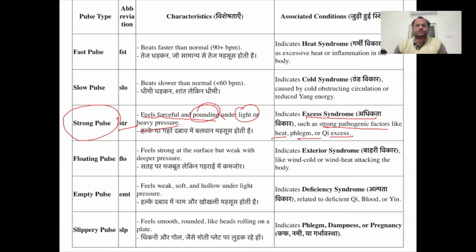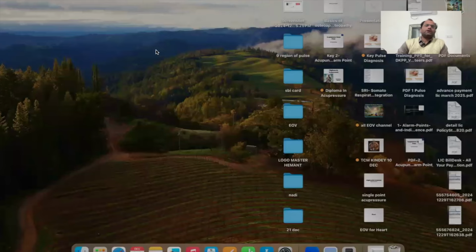Maybe liver chi stagnation, maybe there is flame heat in the body, maybe there is excessive chi in some area. It is some excessive syndrome. We have to set it. Remember one thing, we have to do two things. First, we keep a light touch, and we will feel strong. Then deep touch, still we feel strong. Until and unless we feel strong in two conditions, we cannot call it a strong pulse.